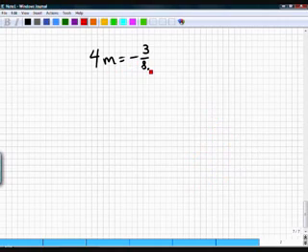4m equals negative 3/8. How are you going to get rid of the 4? When you move it over, what's it going to become? Divided by 4. Dividing by 4. Makes sense. But you've got negative 3/8 divided by 4 now. Or if you want to write it over 4, that's fine. In this case, I think it's a little bit easier just to write it out to the side since you have fractions. Dividing by 4. So how are you going to divide by 4? How do you divide by fractions?